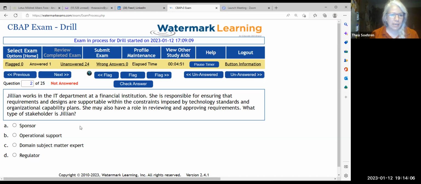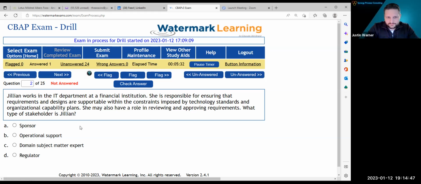Okay, Julian works in the IT department at a financial institution. She's responsible for ensuring the requirements and designs are supportable within the constraints imposed by technology standards and organizational capability plans. She may also have a role in reviewing and approving requirements. What type of stakeholder is Julian? Is she a sponsor, operational support, domain subject matter expert, or regulator? Domain subject matter expert. Yeah, I agree. Second that.